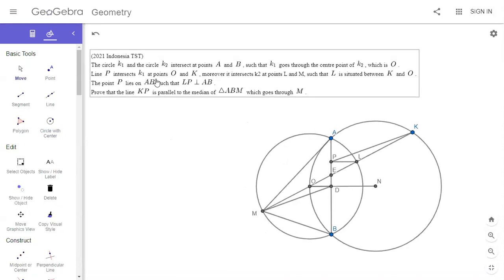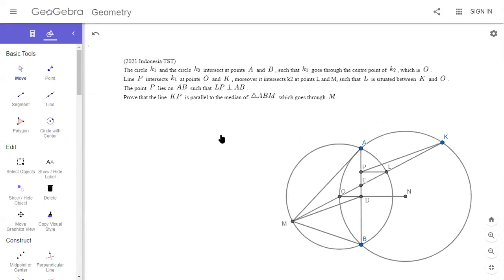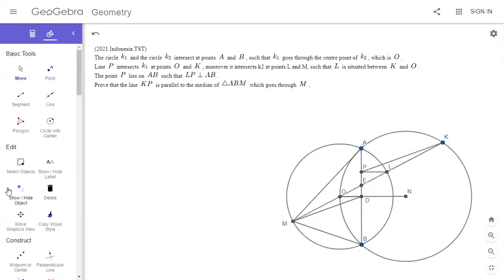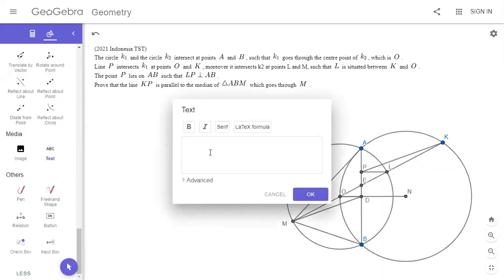Let me write this up. So since D is the midpoint of AB, then OD is perpendicular to AB.